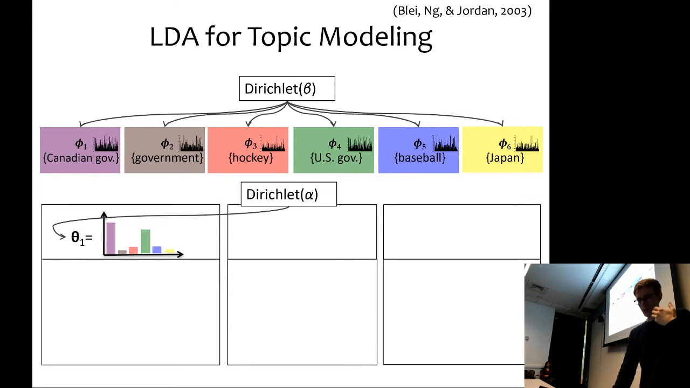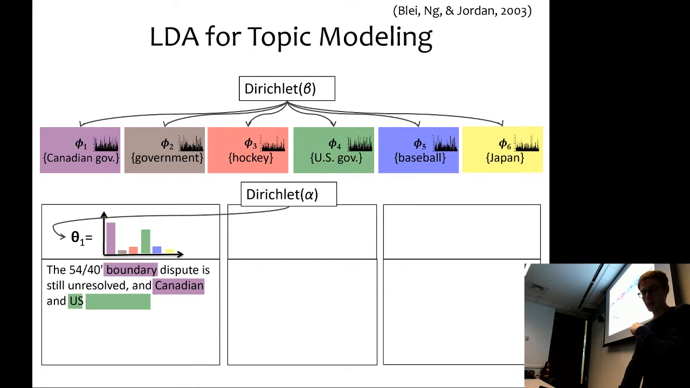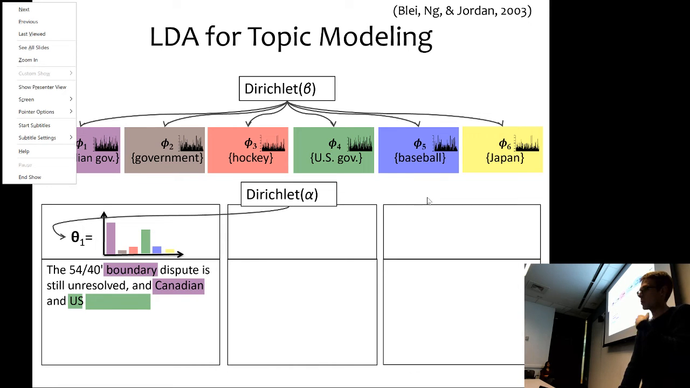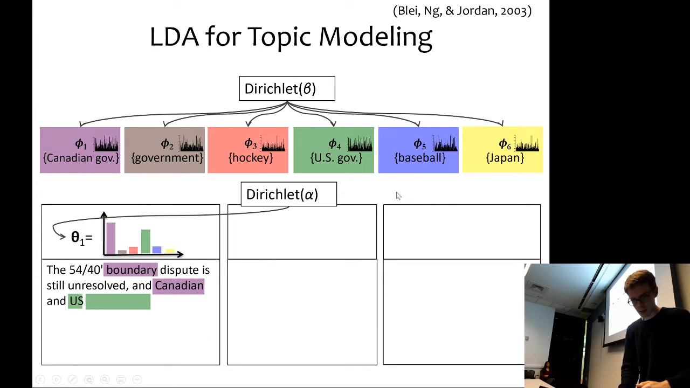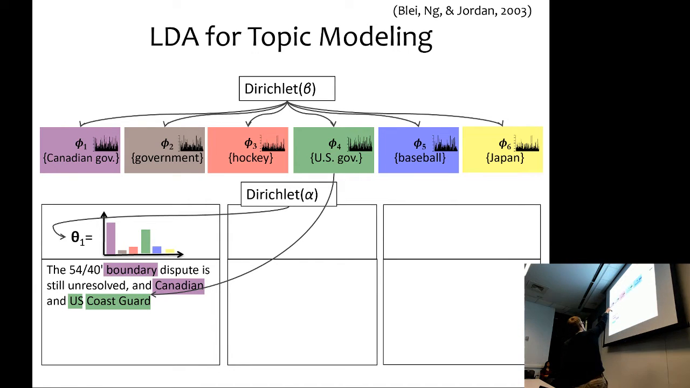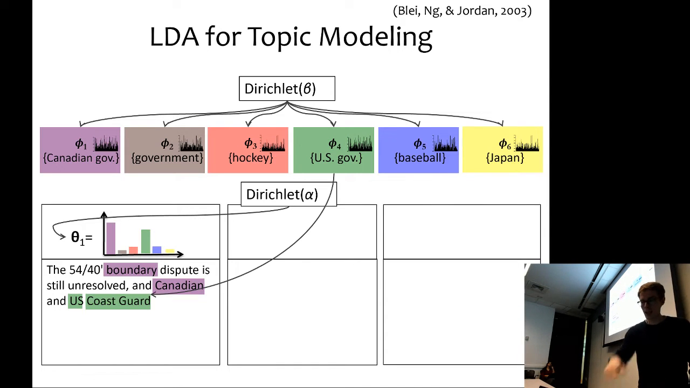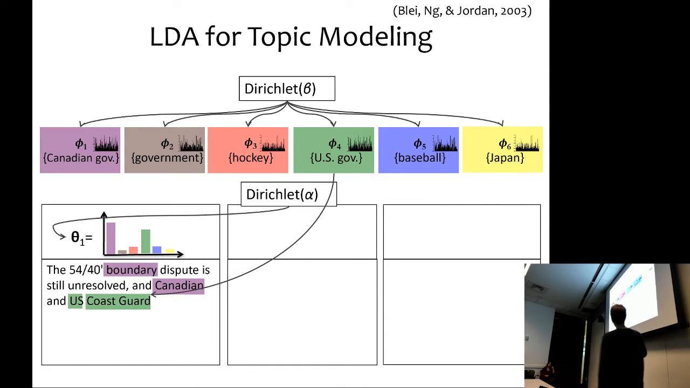So the generative story for LDA then says that the way that we generate a document is by sampling a distribution over these topics, and then for each word we sample a topic assignment, so that's like a color for the word, and then we sample the actual word from the corresponding distribution. In this case, we sampled topic 4, which was green, and then we sampled the word, maybe a pair of words here, Coast Guard, from the distribution 5.4.